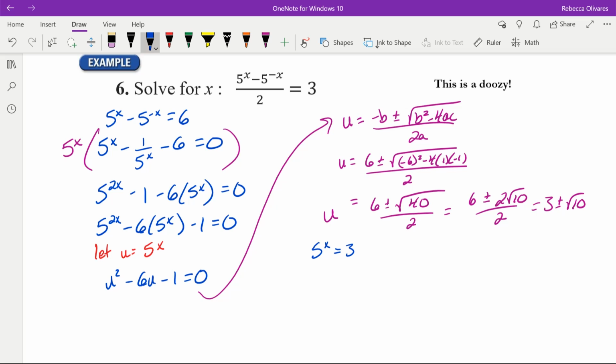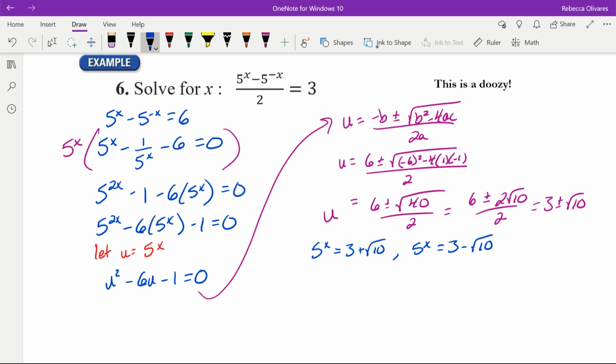Let's go ahead and call these two different things. 3 plus the square root of 10, and also 5 to the x equals 3 minus the square root of 10. What? This is still wild. We've got an exponent that's a variable. We've also got a radical here. What are we going to do?